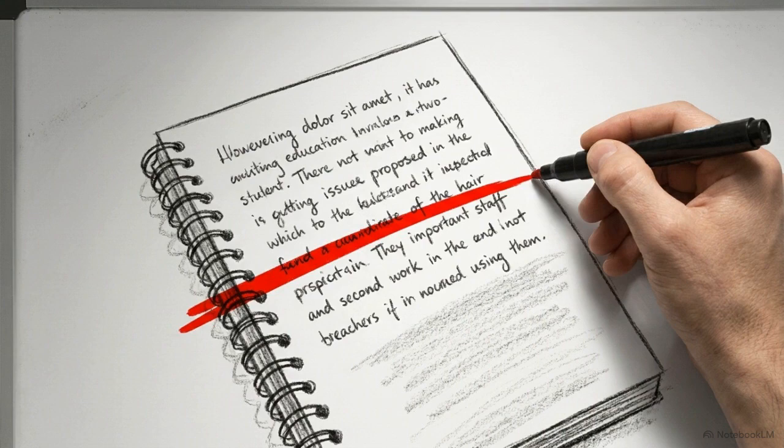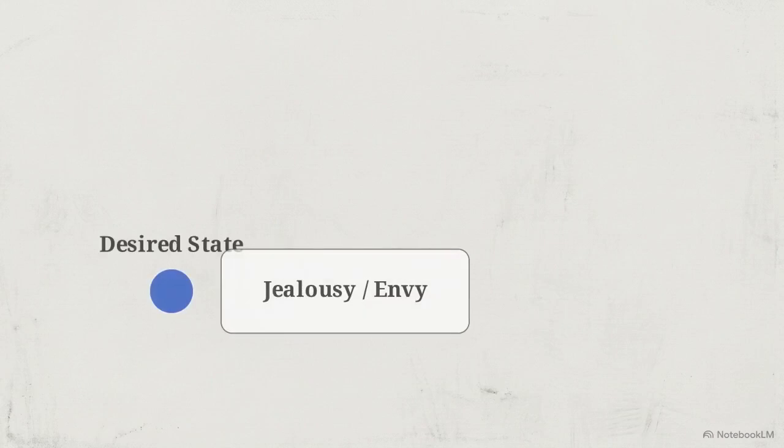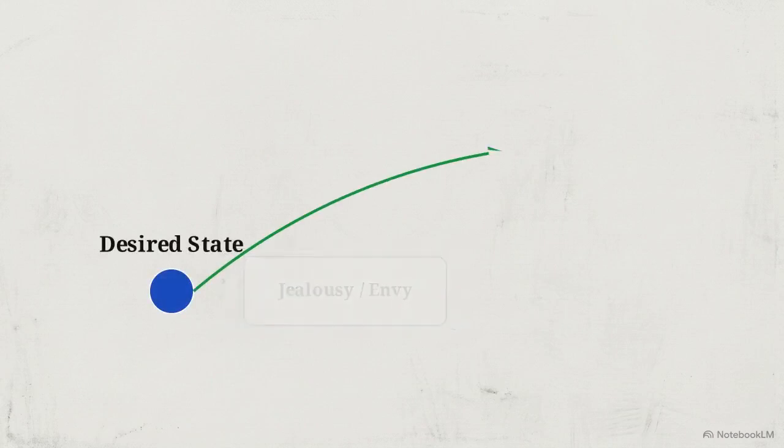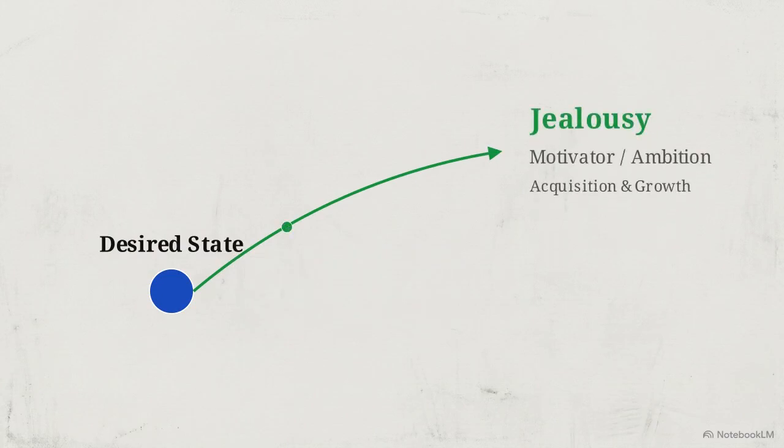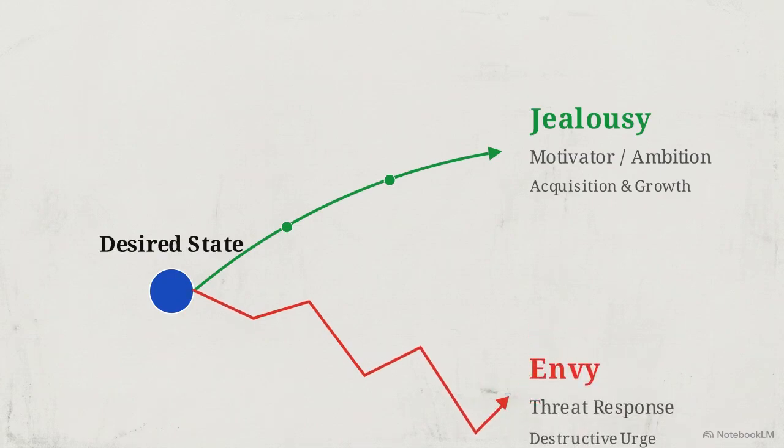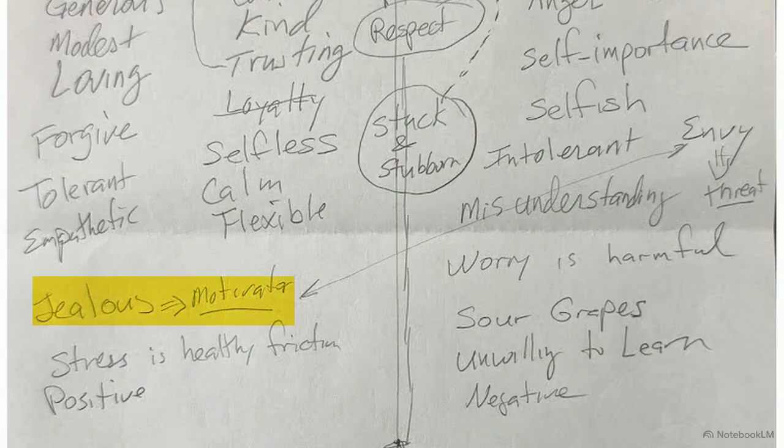If an individual misdefines a word, that definition can directly sabotage their behavioral output. Consider how societal definitions conflate jealousy and envy. Operationally, jealousy is recognizing a desired state someone else possesses. It's a healthy motivator for acquisition. Envy, however, is a destructive threat response, the urge to ruin what another person has. This specific semantic distinction is documented directly in the clinical field notes, separating the motivator from the threat.